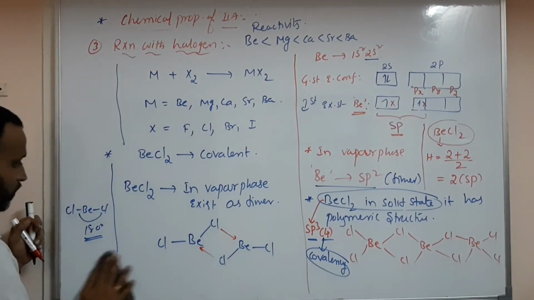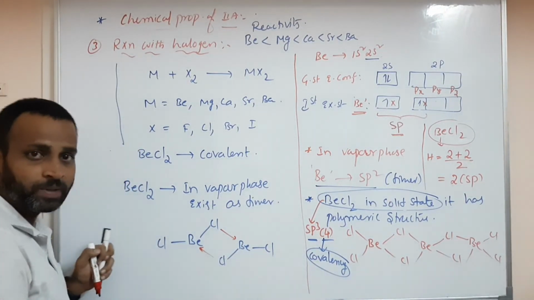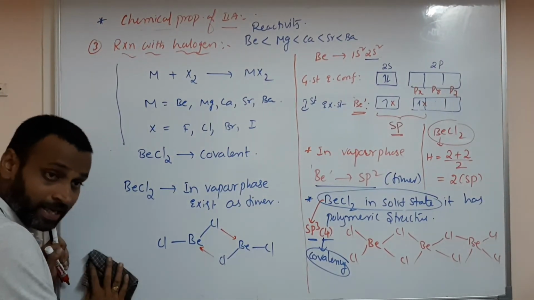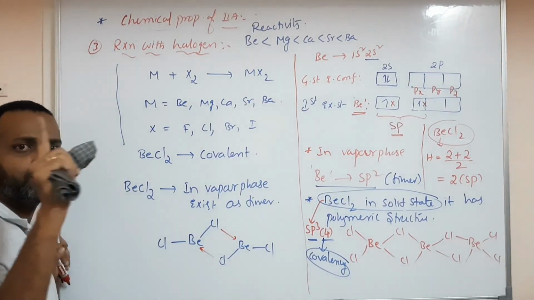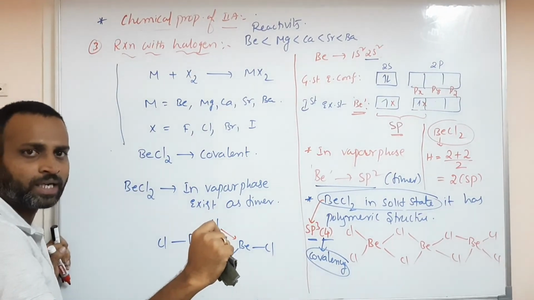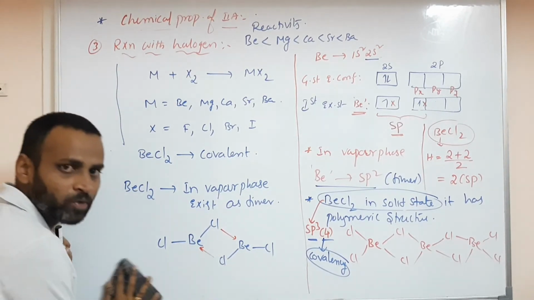This is very important. BeCl2 actually has what hybridization? sp. BeCl2 in the vapor phase is a dimer. If they specifically mention the vapor phase, you have to say sp2. Understanding? If somebody is not giving you marks, you just ask me. You just say my name, no problem.